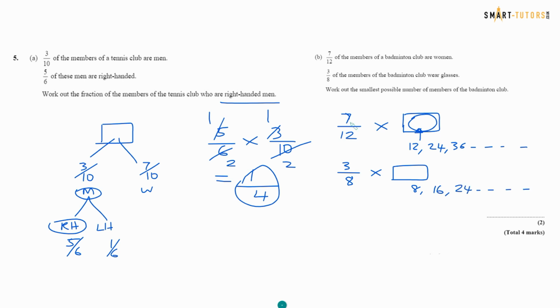Right? So you need to find the lowest common multiple of 8 and 12. That's what they're asking, the smallest possible value. So it has to be 24 people in the club. So that is the answer for 5B. It's not a 2-mark question. Collectively, it's a 4-mark question on fractions. That's why I picked this question.